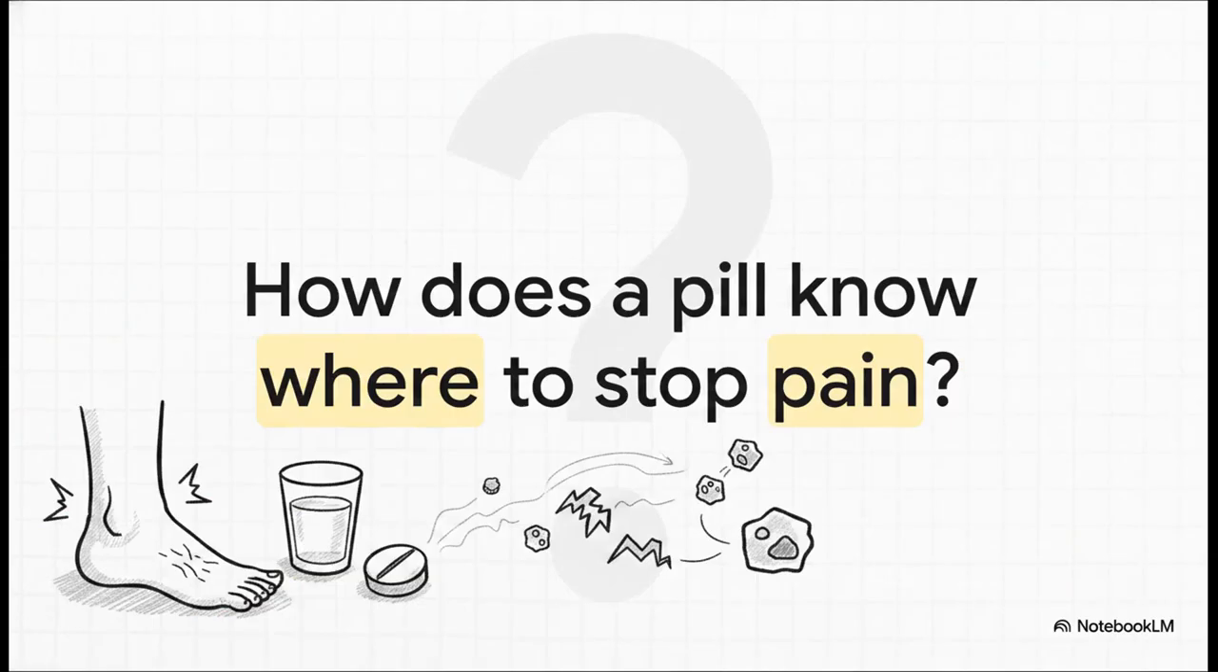It's kind of crazy when you really think about it, right? You twist your ankle, it swells up like a balloon, it throbs, and you just swallow a tiny generic pill with a glass of water. But how does that pill actually know where to go? There's no GPS chip in there. To really answer this, we have to shrink ourselves down way past the tissue, down to the molecular level, to uncover the hidden biochemical saboteurs at work.